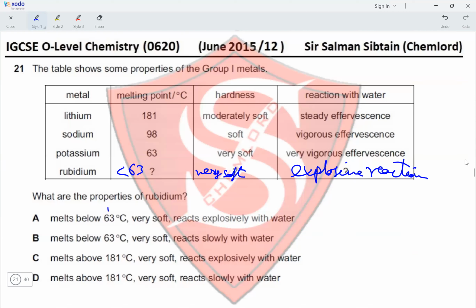Let's look at the other options. Melts below 63, yes. Very soft, yes. Reacts slowly with water, no. Melts above 181, no. Very soft, yes. Reacts explosively with water, yes. Melts above 181, no. Very soft, yes. Reacts slowly with water, no. Therefore, option A is the correct option for this question.